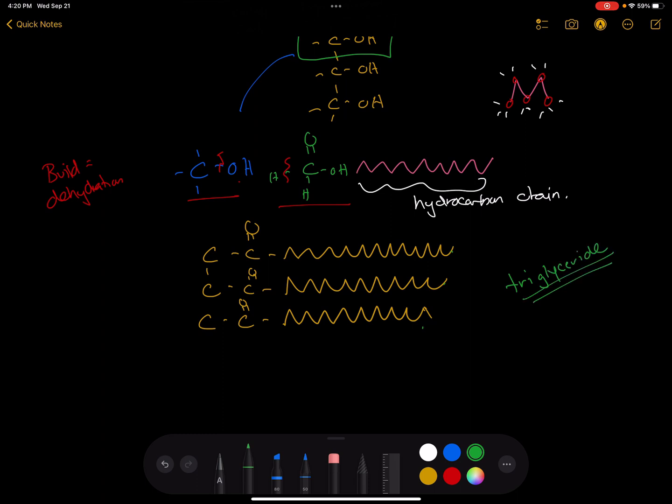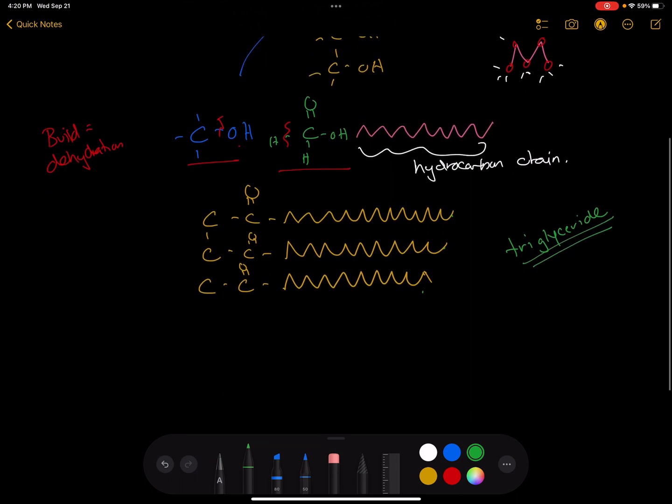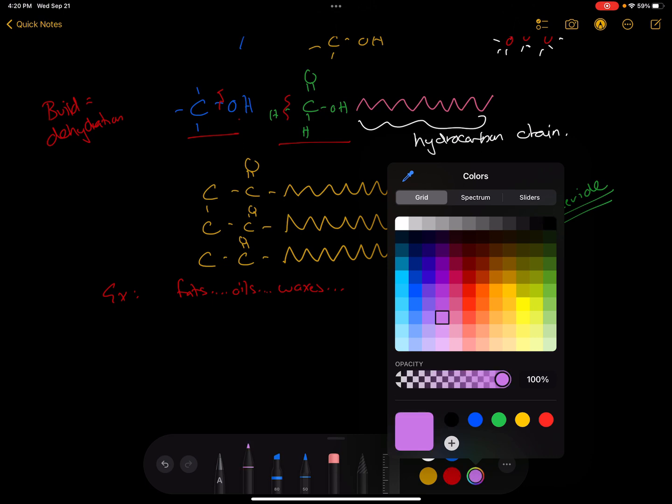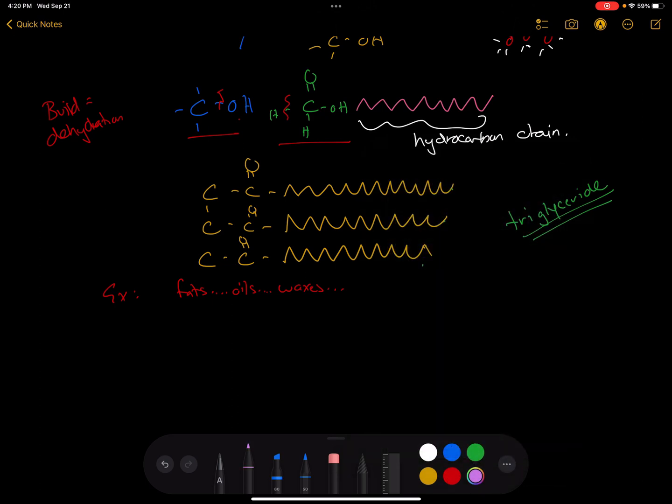So triglycerides are usually the backbone to everything lipid-based. Because lipids, if we wanted to do some examples, these would be my fats and oils and waxes. But now that we look at the structure of this, that should make a little bit more sense, because the one thing that fats and oils and waxes all have in common is that they are hydrophobic. They're afraid. They don't mix with water.